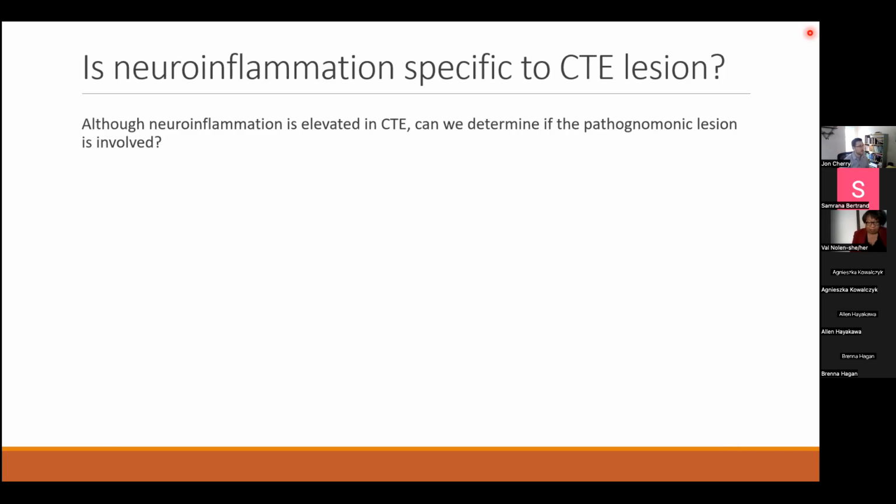Can we determine if it's specific to the actual pathognomonic lesion was the next question. The reason we wanted to ask this is because if it's not specific to the lesion, is the inflammation that we're seeing occur a brain-wide response to head trauma, or is it specific to the lesion itself? Those are two very important questions here. Is it a brain-wide response, or is there something about the lesion that's specific to the inflammation we're seeing occurring?